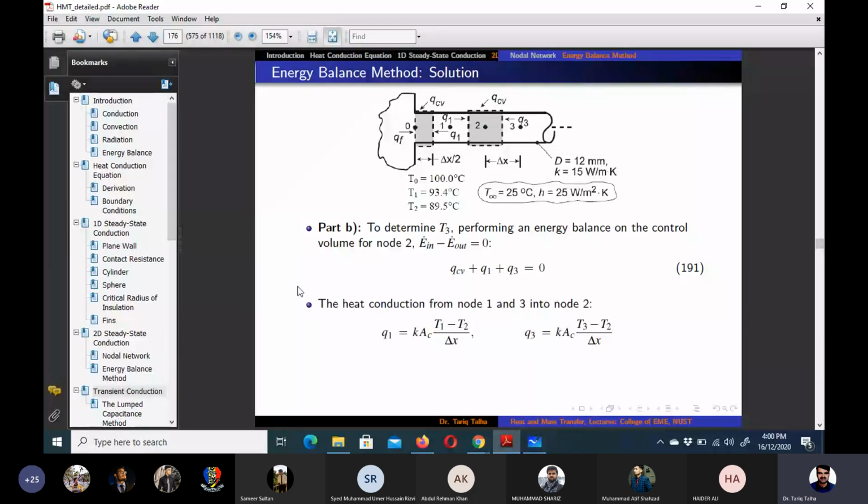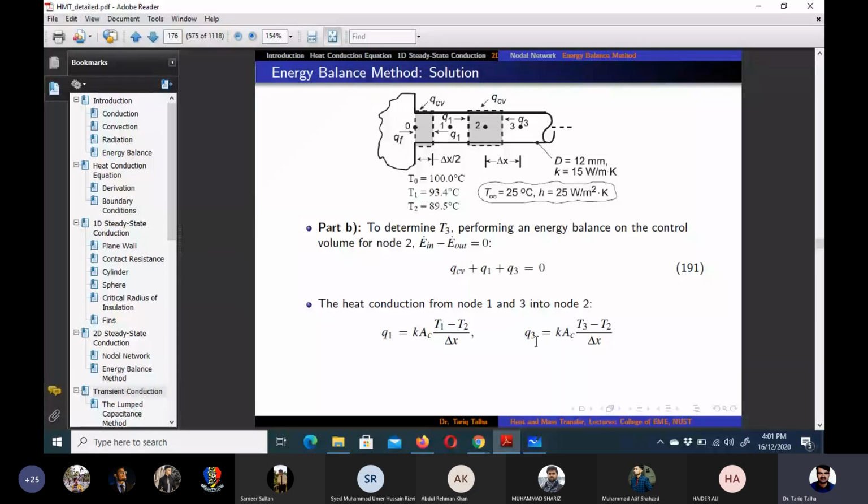So if we calculate Q1 and Q3, very easy, K into AC. AC is the cross-sectional area of this fin, which is pi d square by 4. And then because Q1 is going into node 2, you can see that T2 is coming second in that difference formula in the numerator side.